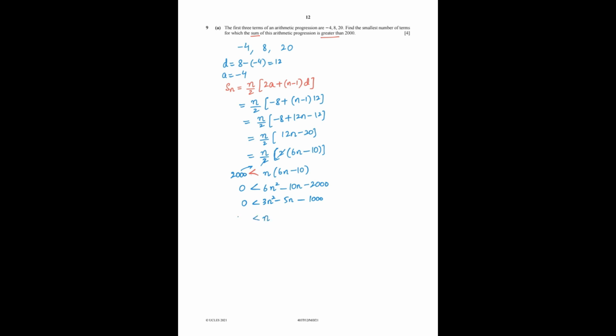n should be greater than 19.1 and n should be greater than minus 17.4. We are going to reject this one because it's negative, and n greater than 19.1 means that the smallest value of n should be equal to 20, and that is your answer.